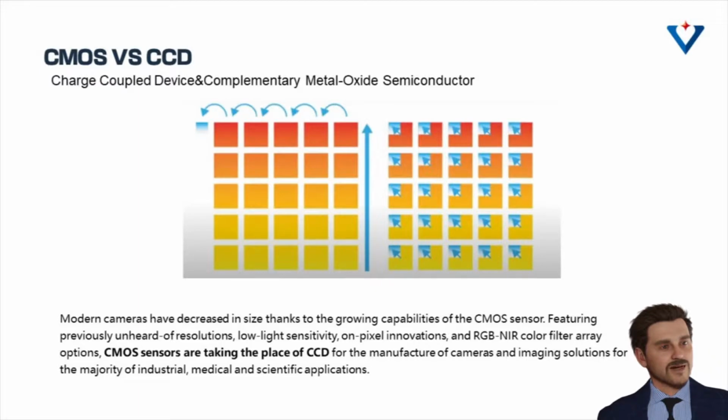Luckily, CMOS sensor technology has advanced to the point where it is fast approaching the quality and capabilities of CCD technology, and with a significantly lower price tag, smaller size, and power consumption. Modern cameras have decreased in size thanks to the growing capabilities of the CMOS sensor. Featuring previously unheard-of resolutions, low light sensitivity, on-pixel innovations, and RGB near-color filter array options, CMOS sensors are taking the place of CCD for the manufacture of cameras and imaging solutions for the majority of industrial, medical and scientific applications.